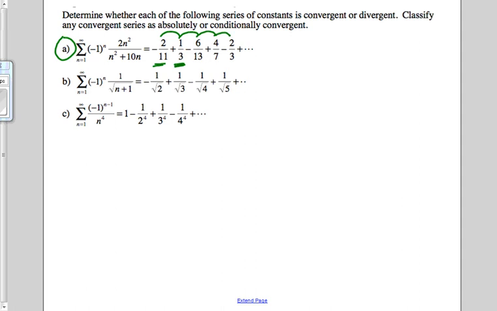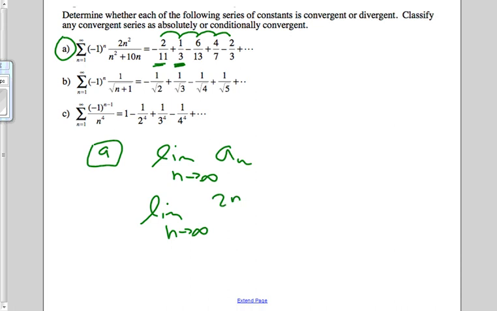That's not the case. But the proof of that for A is we can say that the limit as n approaches infinity of my nth term is the limit as n approaches infinity of 2n squared over n squared plus 10n. And using L'Hopital's rule or just our understanding of rational functions, as n approaches infinity, this value approaches 2, which means our nth term is 2. So we're going to continue to add value. It's not 0. And since it doesn't approach 0, we know that this first one is divergent.